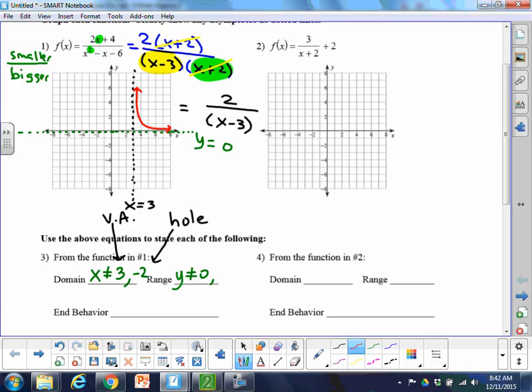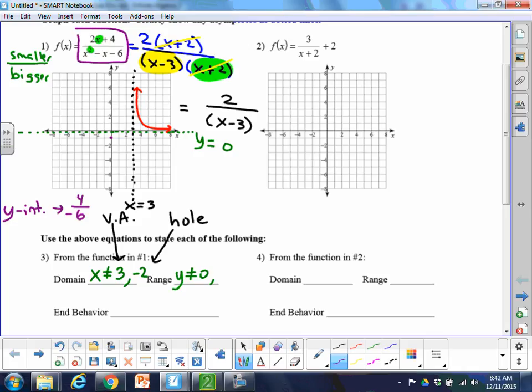If we wanted to get the y-intercept to be a little bit more accurate, what I could do is put in 0 for all of the x's. Looking at the original function, if I put in a 0 for all the x's, the numerator would be 2 times 0 plus 4, so it would really just be 4. The denominator would be negative 6. So 4 over negative 6 is negative 2/3. So that should be where our y-intercept is going to be. Oops, that should be a little bit higher, somewhere up there.